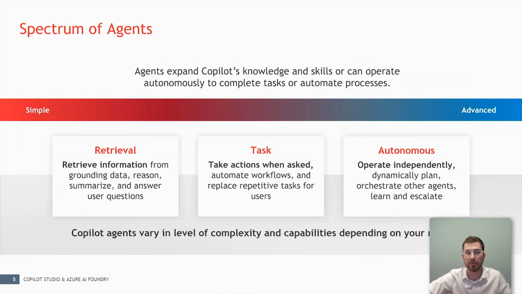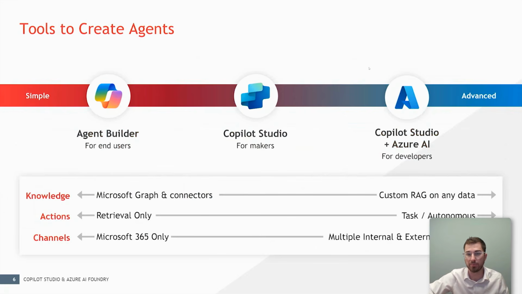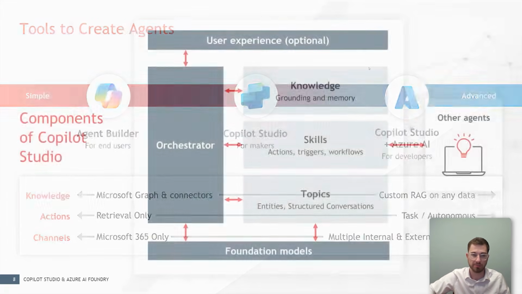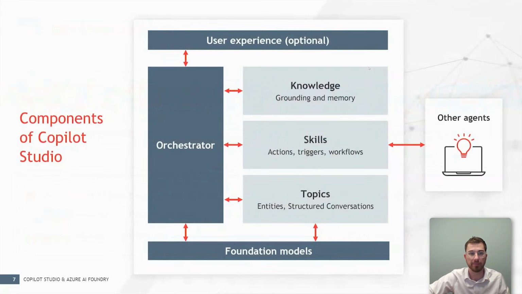So for those who are not familiar with agents, there's really a spectrum of agents. On the left-hand side, they can do simple things like retrieve information as a user is interacting with it from a knowledge source of some kind. On the right-hand side, agents can work fully autonomously and create complete workflows and processes behind the scenes. Here's just a visual of the various tools you can use to create those agents. On the left-hand side, very simple plug-and-play agent builder. All the way to the right, the ability to use the Azure AI Studio and the Foundry to create really custom solutions. So let's break that down further.